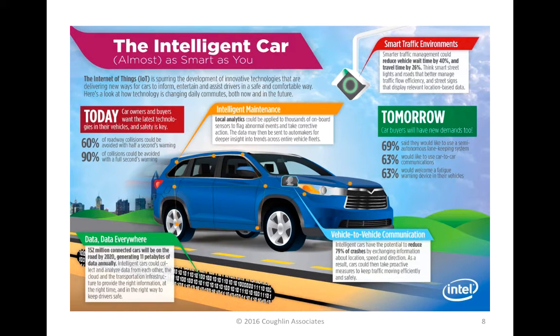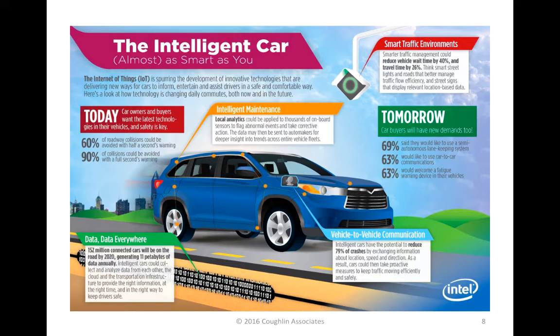And here's an Intel slide giving their concept of an intelligent car. Today they're saying car owners and buyers want the latest technology in their vehicles, and safety is a key. They say that 60% of roadside collisions could be avoided with half a second's warning. 90% of collisions could be avoided with a full second's warning. And in tomorrow, we could see 69% said they would like to use a semi-autonomous lane keeping system. 63% said they'd like to use car-to-car communication.